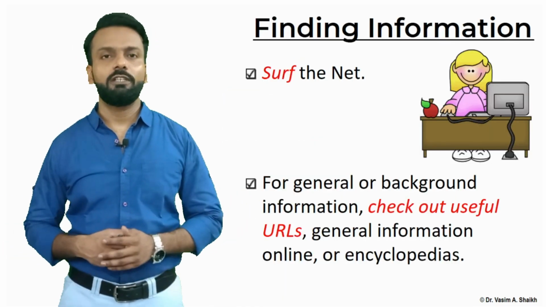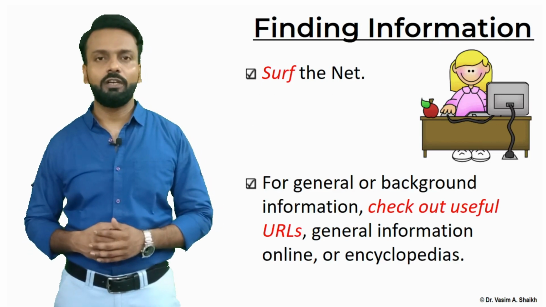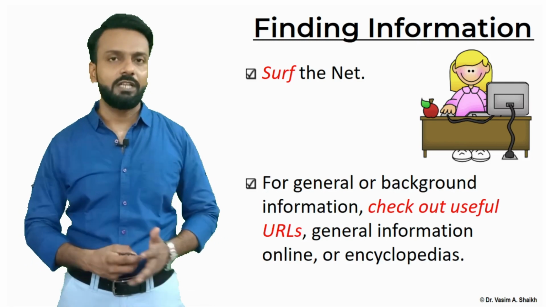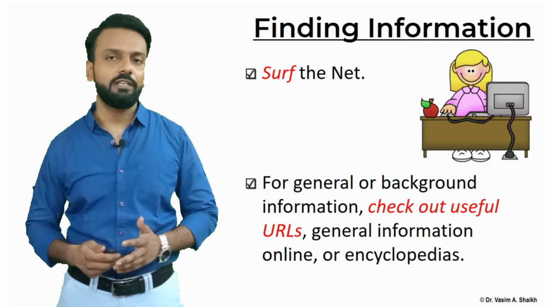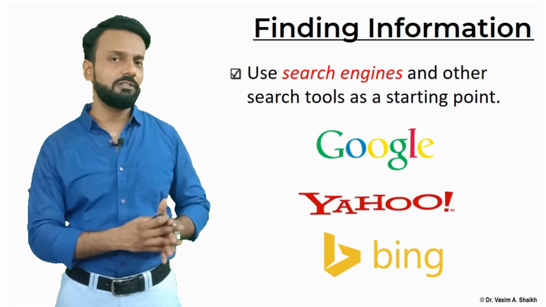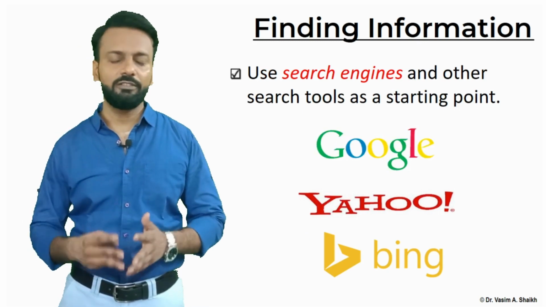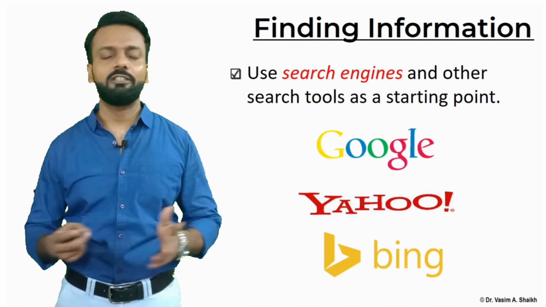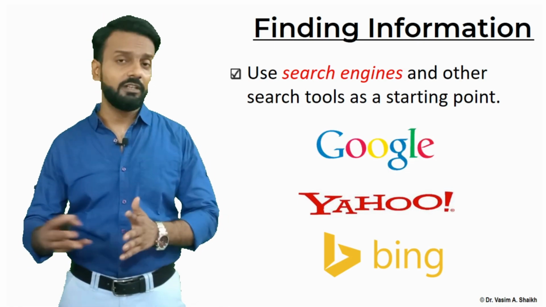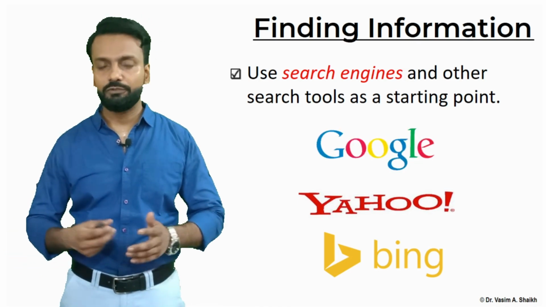Now, how to find information for selecting a topic? You need to search the internet for general or background information. Check out useful URLs, journal information online, or encyclopedias. That should be the starting point. And use the search engines which are there. Don't use just one search engine like Google. You can also use Yahoo and Bing. To my surprise, some of the search results these different search engines give are a little different, and you can utilize those different searches.